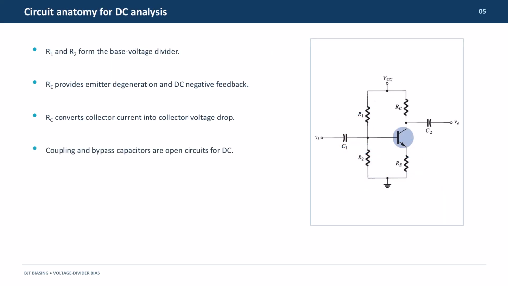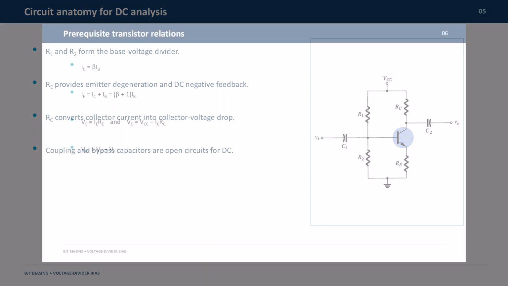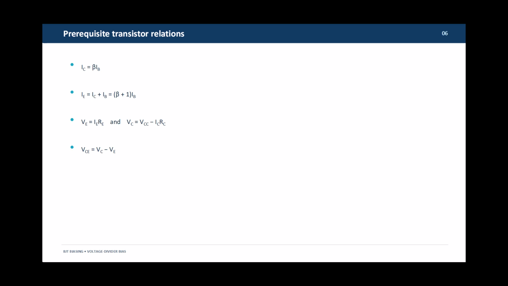For DC analysis, all coupling capacitors and any emitter bypass capacitor are treated as open circuits. Resistors R1 and R2 form the base divider. The collector resistor produces a voltage drop proportional to collector current. The emitter resistor develops an emitter voltage and creates the negative feedback that stabilizes the operating point. These current and voltage relations will be used throughout.